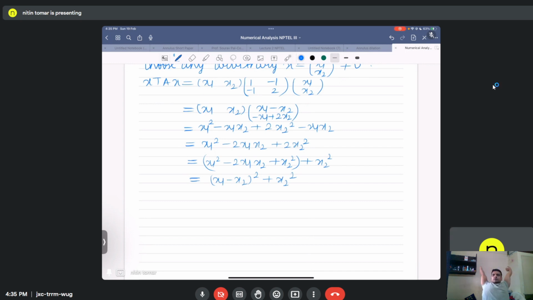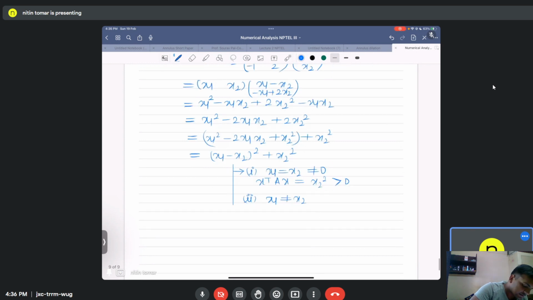X1 is not equal to x2. Yeah, so make two cases, right? Case 1, if x1 is equal to x2, which means both of them are non-zero, right? Then it will become x transpose Ax, which is nothing but x2 squared, which will be strictly positive. Yes. Second case, x1 minus x2 is not equal to 0.